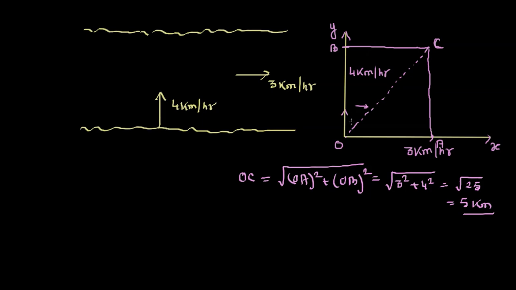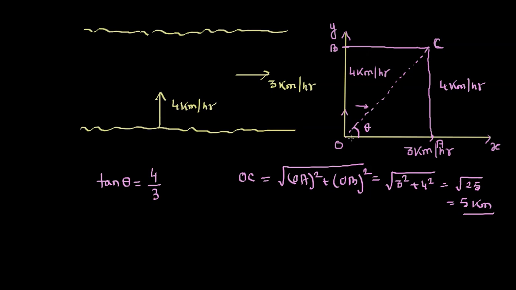And here it makes an angle. Suppose this angle is theta. What is the value of this angle? Tan theta is perpendicular by base. The perpendicular is 4 and the base is 3, so it becomes 4 upon 3. Is it clear?